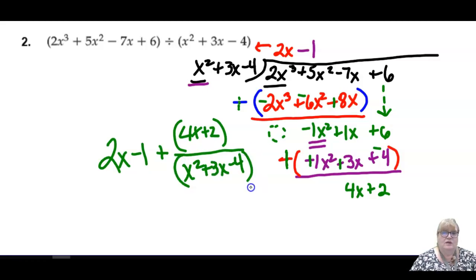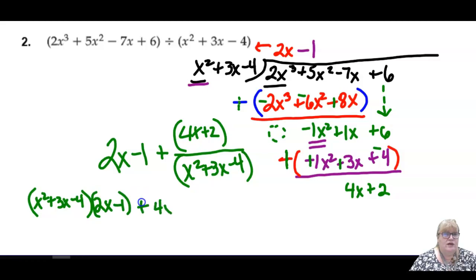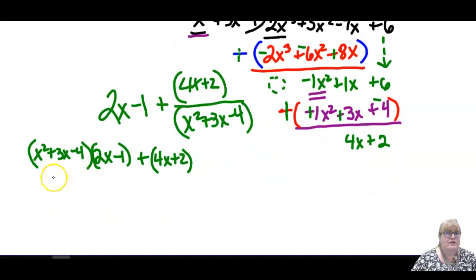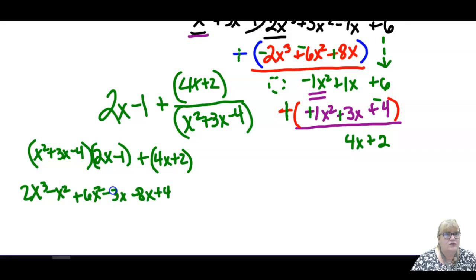Yikes! Okay, if you wanted to check, you would do x squared plus 3x minus 4 times 2x minus 1 plus a 4x plus 2. I can do that real fast. If I FOIL this together, I get 2x cubed minus x squared plus 6x squared minus 3x minus 8x plus 4. Then I have a plus 4x plus 2. I combine like terms.